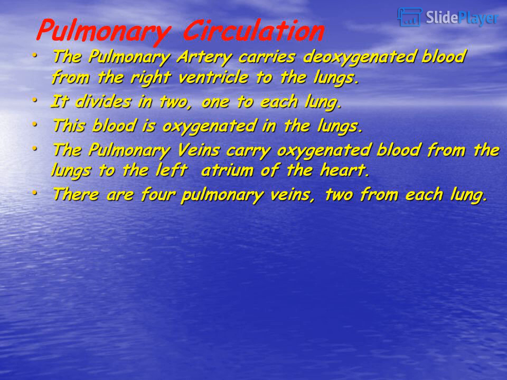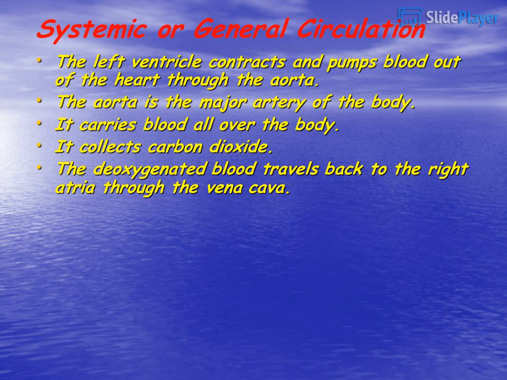Pulmonary circulation. The pulmonary artery carries deoxygenated blood from the right ventricle to the lungs. It divides in 2, 1 to each lung. This blood is oxygenated in the lungs. The pulmonary veins carry oxygenated blood from the lungs to the left atrium of the heart. There are 4 pulmonary veins, 2 from each lung.